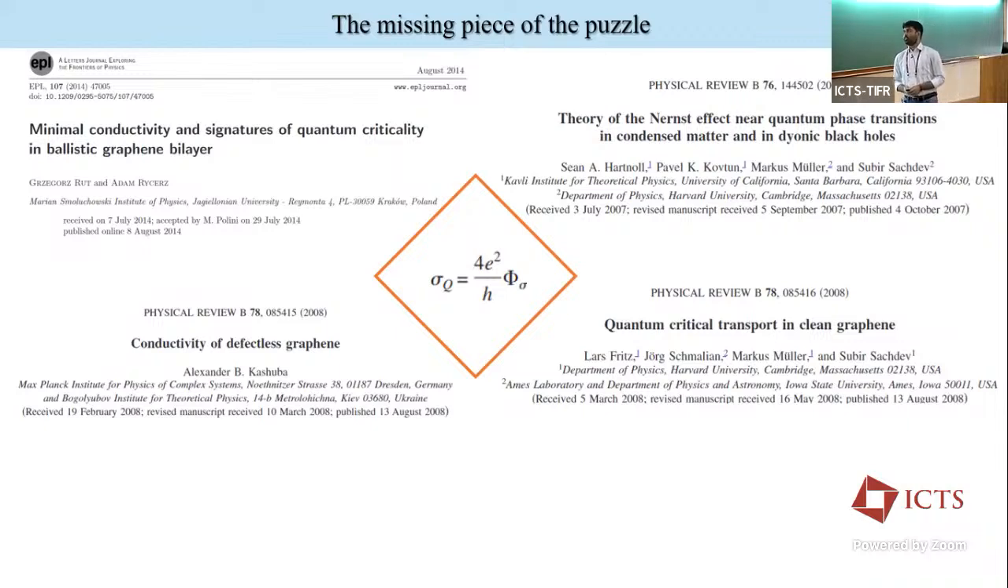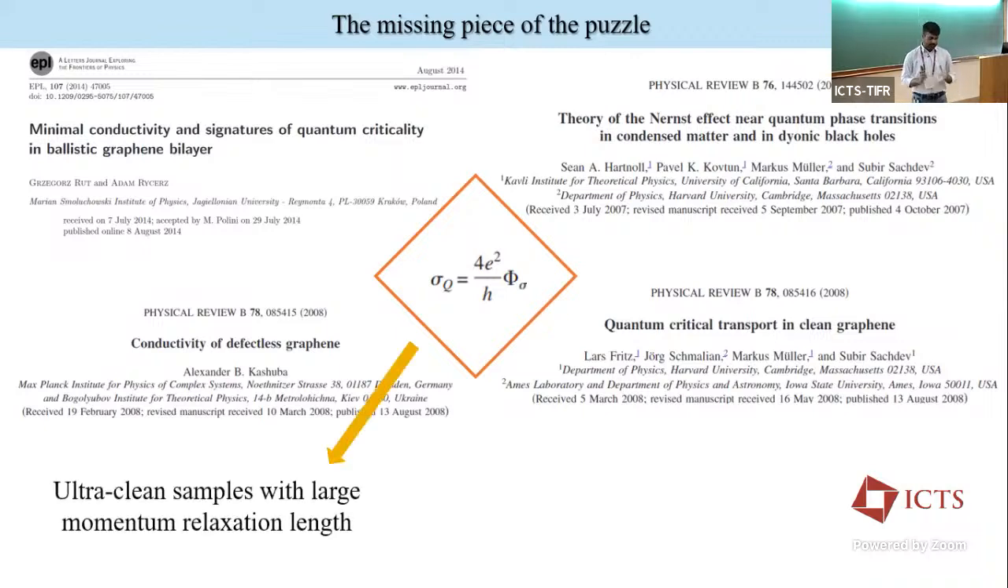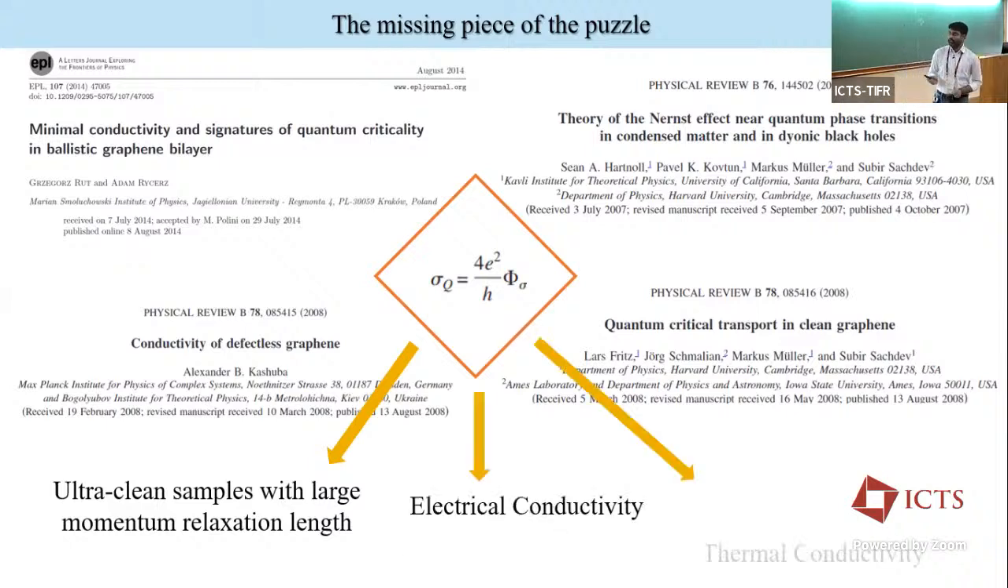So we took a three-pronged approach. We decided that we are going to make clean samples with a large momentum relaxation length, larger than the dimensions of the sample. So that takes at least one length scale out of the picture. We are going to measure the electrical conductivity, we are going to measure the thermal conductivity, and we should be able to make a comment on the quantum critical conductivity in these kinds of systems.